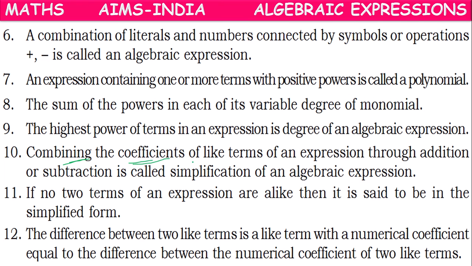Combining the coefficients of like terms of an expression through addition or subtraction is called simplification of an algebraic expression. So, in the given algebraic expression, if like terms are there and we combine them into one term, then it is called simplification.